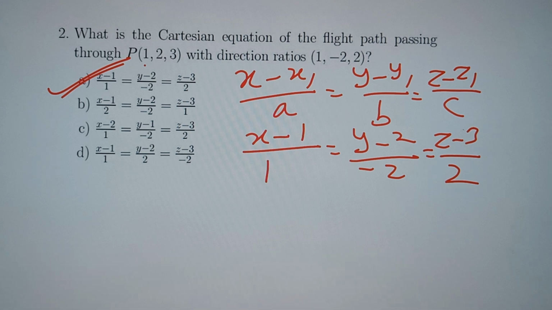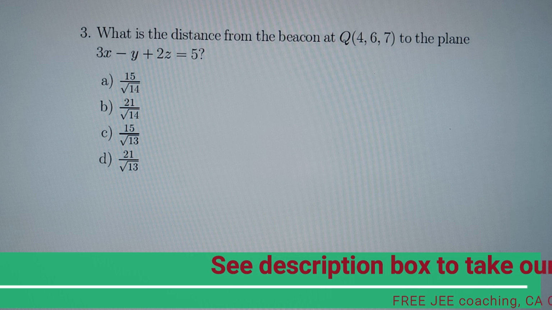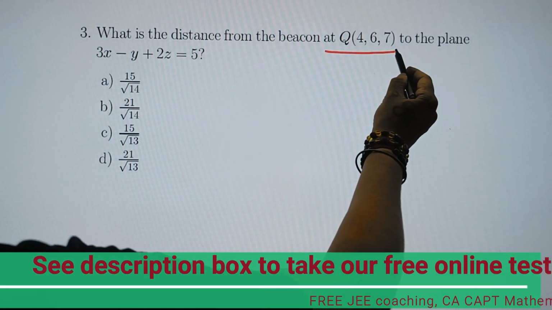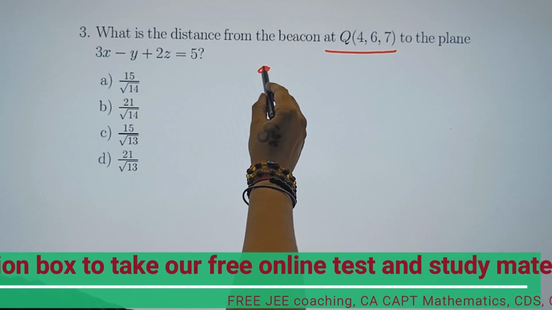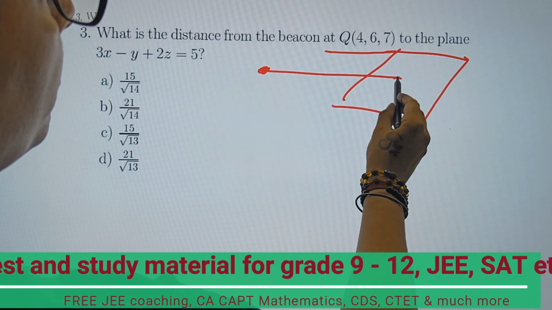Now let's move towards question number 3. So here comes our question number 3, which states: what is the distance from the beacon Q, this is the point basically, to the plane? So we need to find the distance of this particular point from this particular plane.